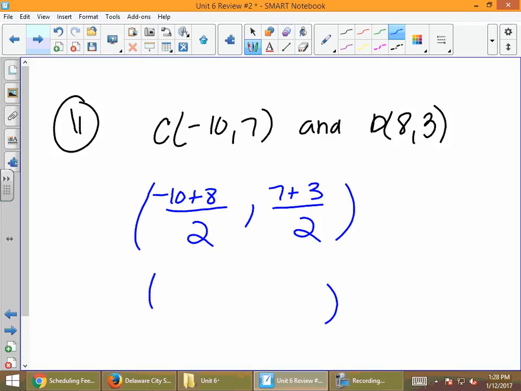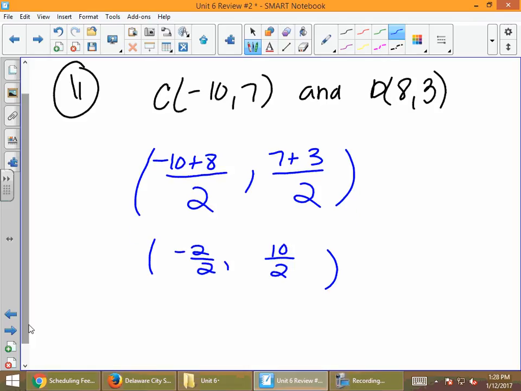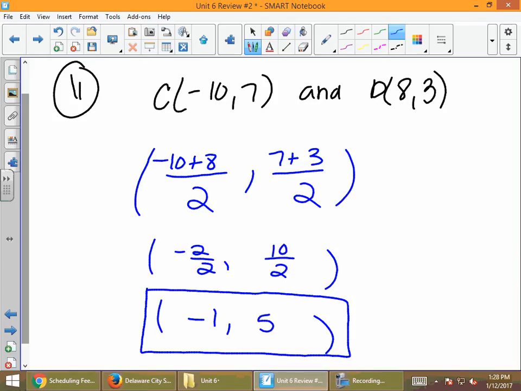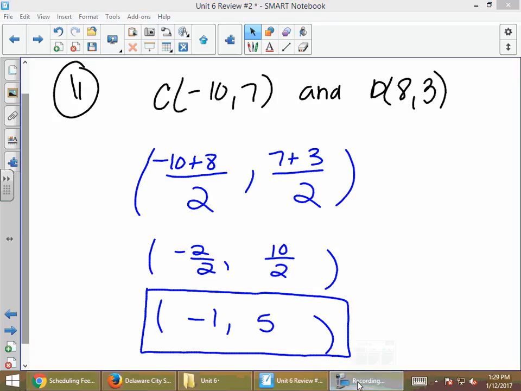So when we do that, negative 10 plus 8 is negative 2. And what is 7 plus 3? 10. Always look to reduce your fractions. That's negative 2 over 2, simplify down to negative 1. What is 10 over 2, simplify down to 5. So that is the midpoint of that segment. Okay? Something similar like that will be on your test as well. Questions over that?